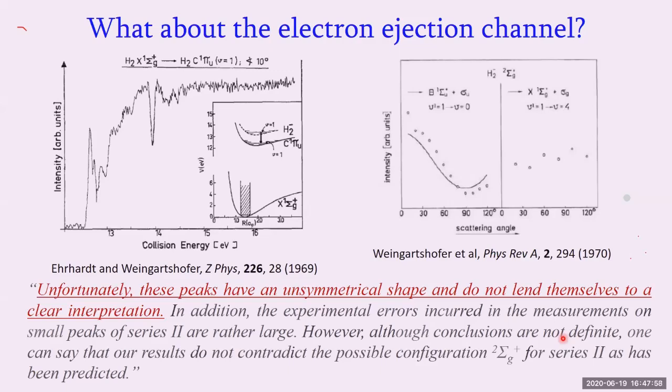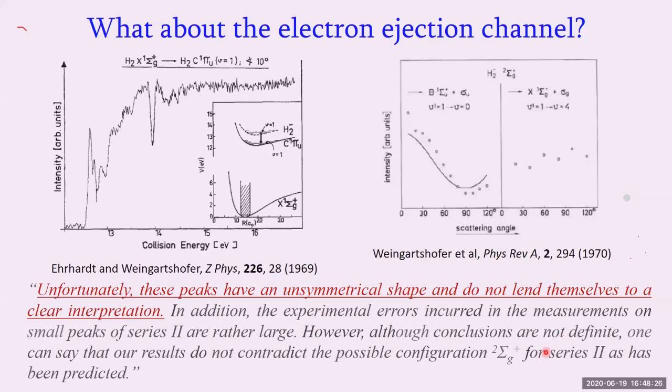So why the difference? You can look at it in a very simple way. The autodetachment time scale for the sigma g state was 8 femtosecond, and what we measured for the sigma u state is 30 femtosecond. So it is very likely that the autodetachment channel will be dominated by the sigma g resonance, and the dissociation channel will be dominated by the sigma u resonance.